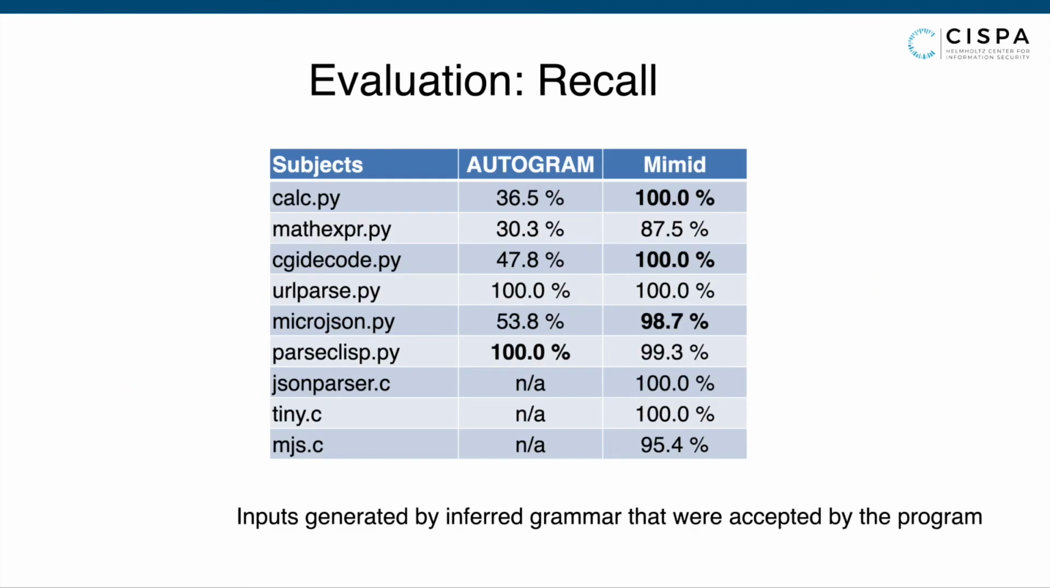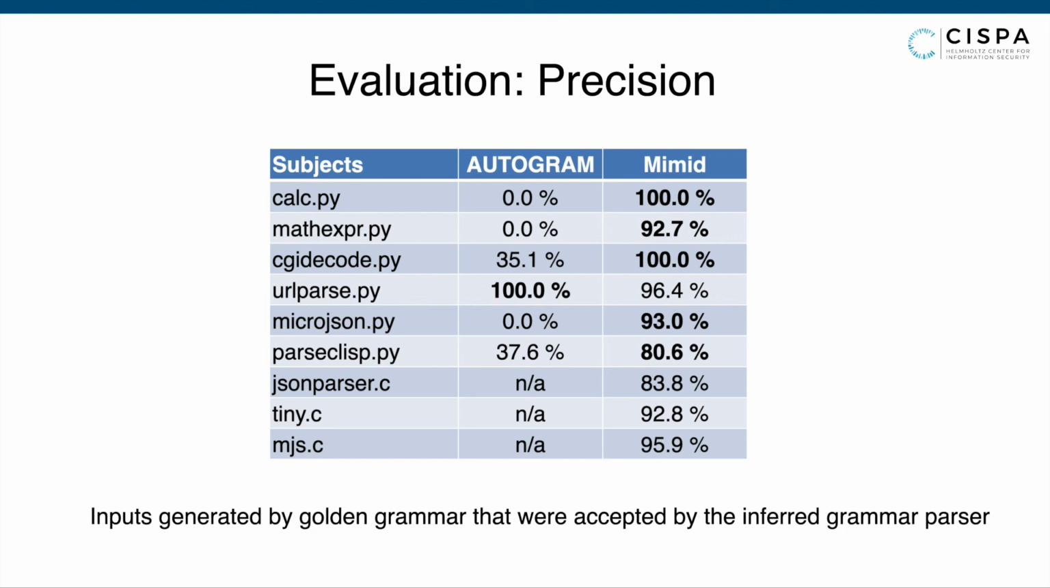For each subject, we used a small set of samples that explored all input features of the language, and we baselined our approach using autogram, which is a state-of-the-art in mining input grammars. Given these sample inputs, our approach was able to recover much better grammars than autogram for all subjects. Comparing the recall, the grammar generated by our tool Mimid produces high-quality inputs that will be accepted by the program with very high probability. Comparing the precision, the grammar produced by Mimid can recognize the generated input from the original input specification with very high probability too. That is, Mimid has better precision and better recall than state-of-the-art in grammar mining.